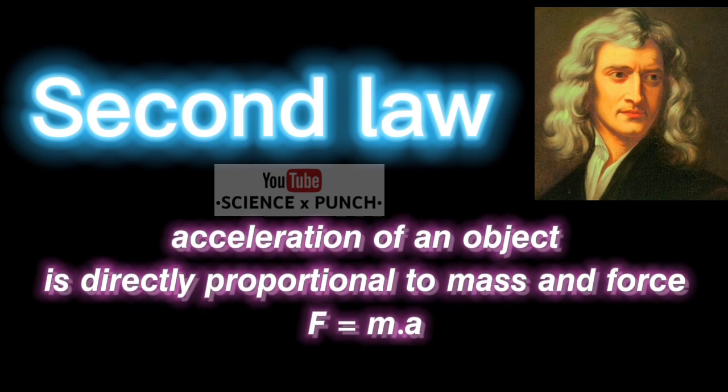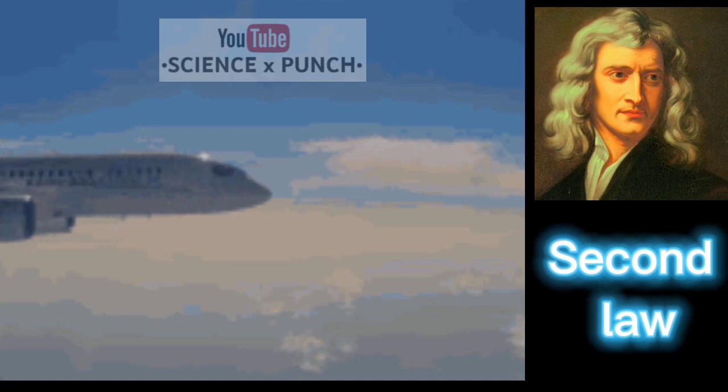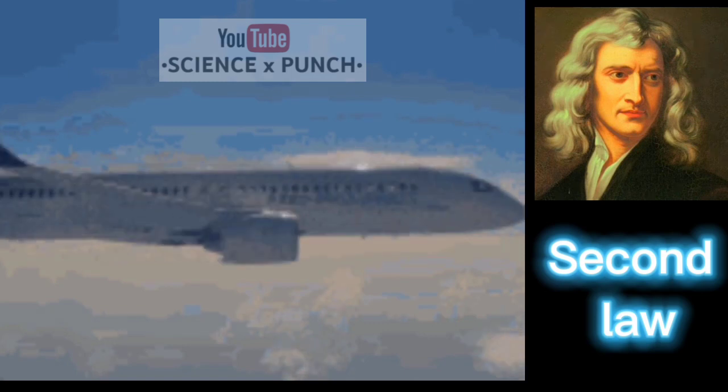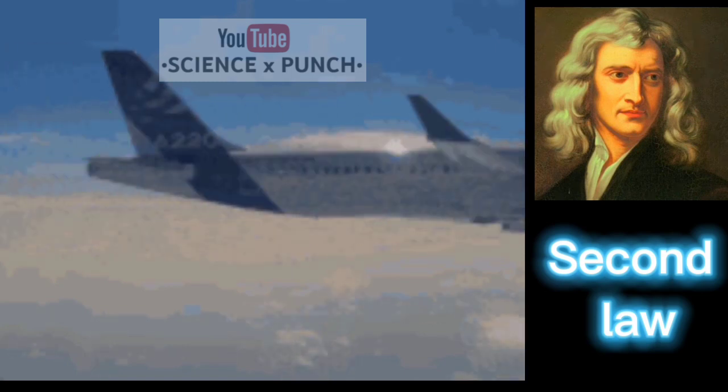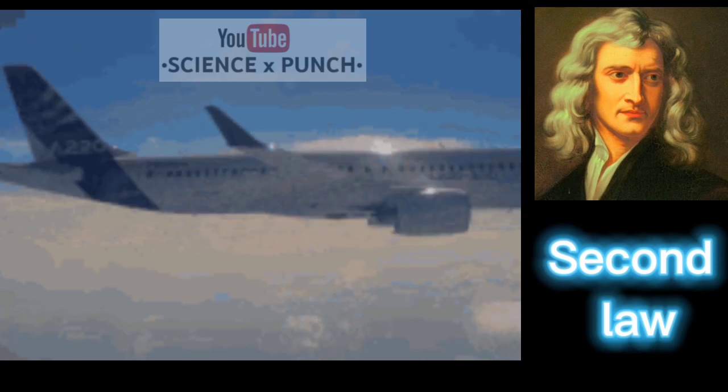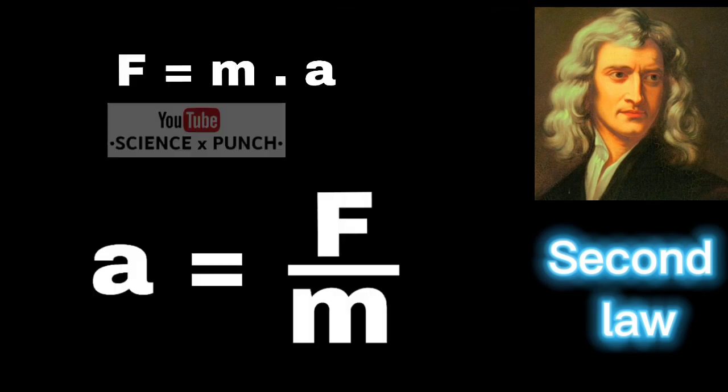Force is equal to mass multiplied by acceleration. This is a plane moving. Of course it has acceleration in this direction, and it also has mass and force in this direction. But how are these quantities proportional? Well, we will answer this question mathematically this time.